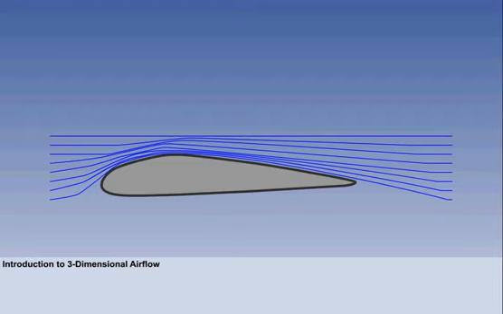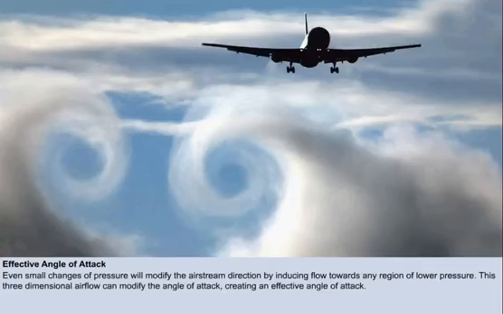So far in these lessons on lift, we have considered only two-dimensional airflow, and a sound understanding of this is the foundation for a full appreciation of the actual pattern of airflow around an aircraft. Even small changes of pressure will modify the airstream direction by inducing flow towards any region of lower pressure. This three-dimensional airflow can modify the angle of attack, creating an effective angle of attack. It may increase drag and alter stalling characteristics, and can even influence the control and stability of the aircraft.